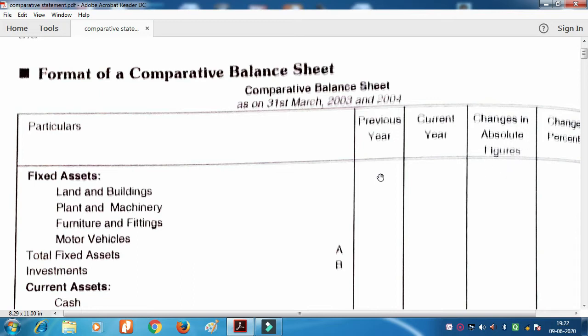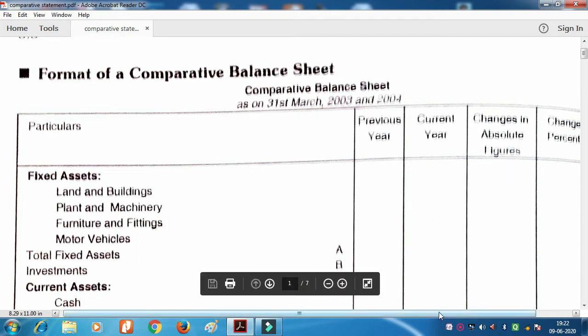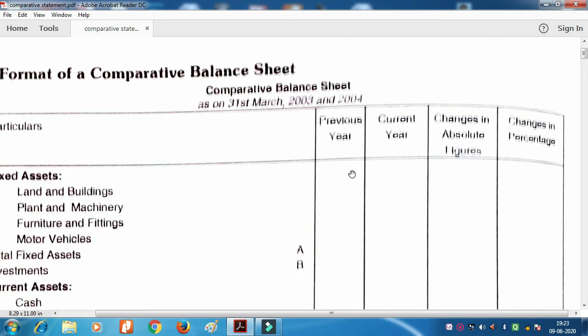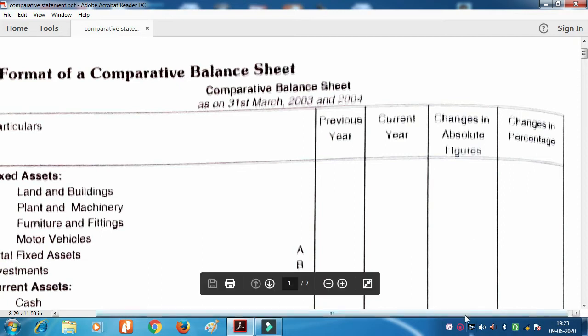Suppose previous year is 5,000 and current year is 7,000. So 5,000 increased to 7,000, and the change in absolute figure becomes 2,000. Then we have to take the change in percentage. It will be 2,000 divided by 5,000. Why 5,000? Because 5,000 is the previous year. So 2,000 divided by 5,000, that is the previous year figure, into 100 will give you the change in percentage.